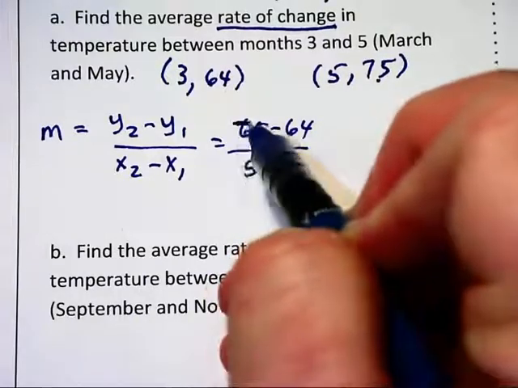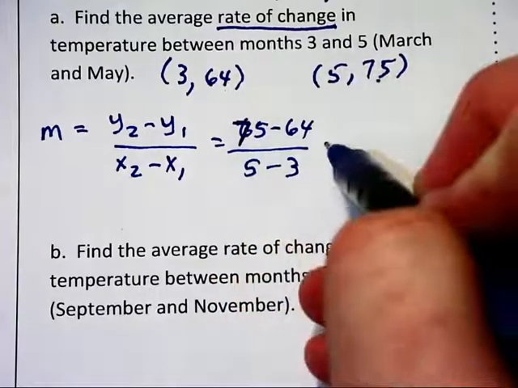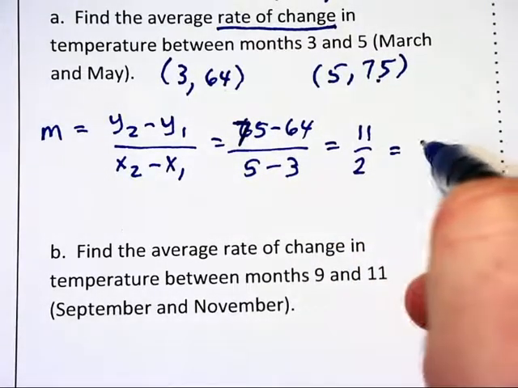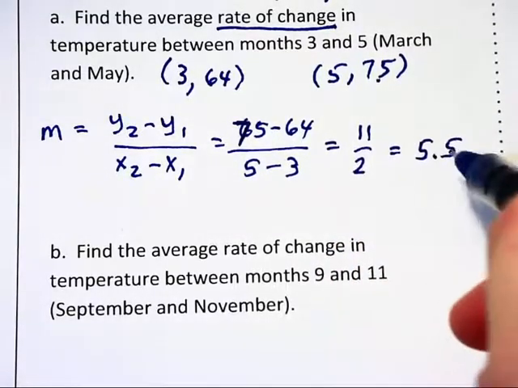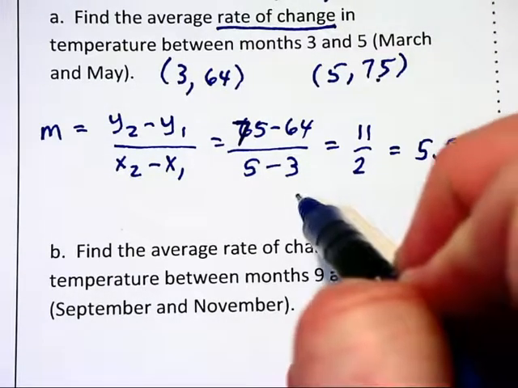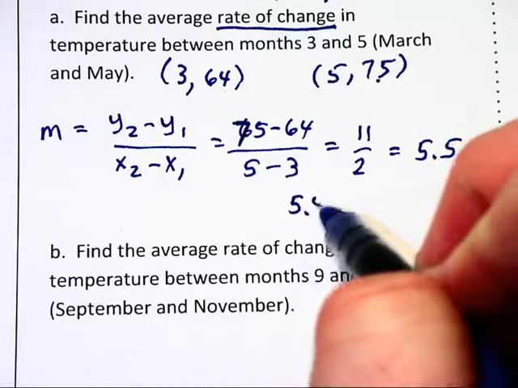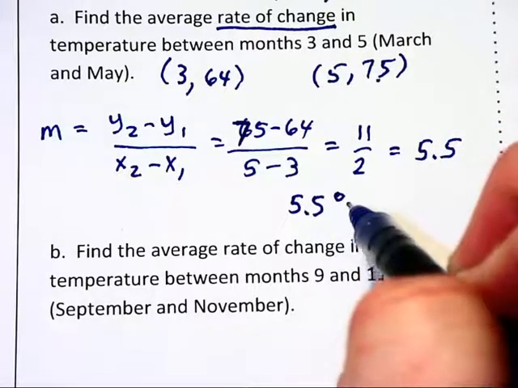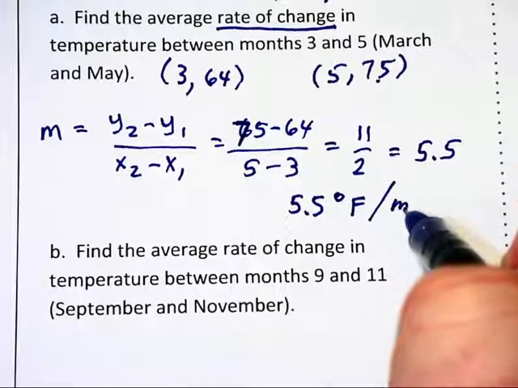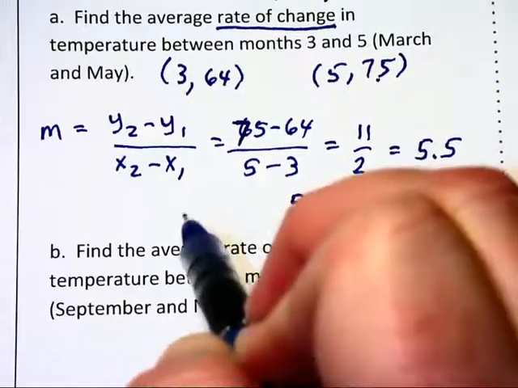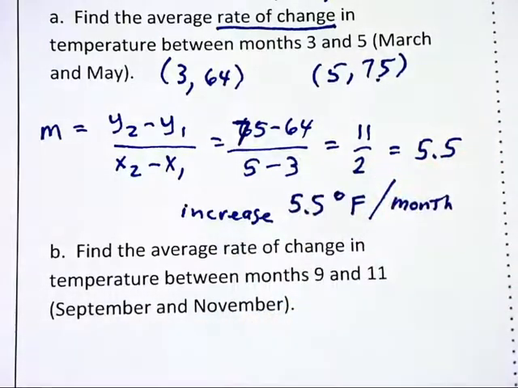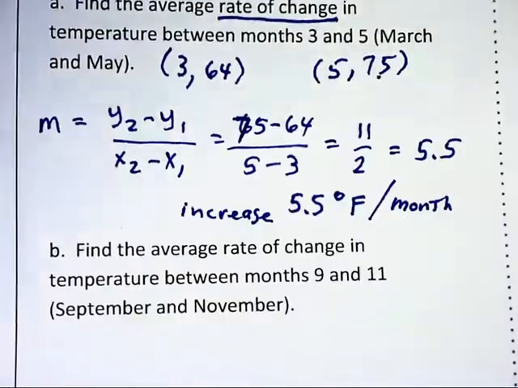That should be a 75 up there. This is going to equal 11 over 2, which I'm going to write as a decimal 5.5. Okay, what does this mean? This basically means we have 5.5 degrees Fahrenheit per month, and this is an increase. That would be a way of describing the slope, an increase of this amount per month on the average.